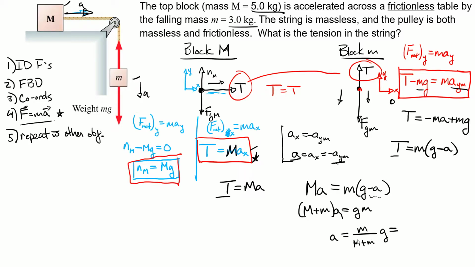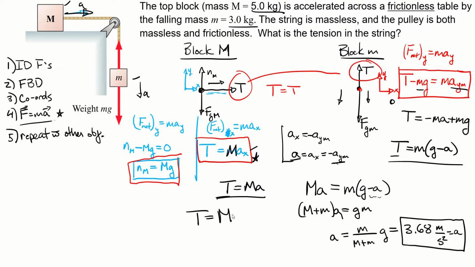And if I plug in the numbers, I know both the masses. I know 9.8 newtons per kilogram for lowercase g. This ends up being 3.68 meters per second squared is my acceleration. So we've solved for that. Now that I know the acceleration, I can just plug it back into either of these equations and sort out what my tension is. This one seems pretty straightforward. So if I plug in that capital M times 3.68 meters per second squared, and I plug in that 5 kilograms for my capital M, this ends up being 18.4 newtons is the tension.